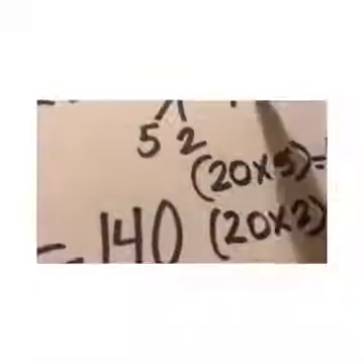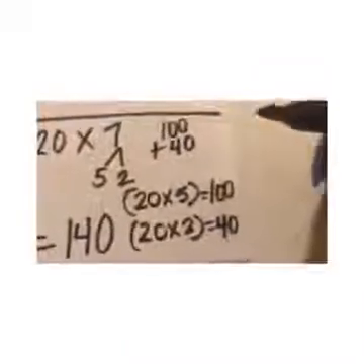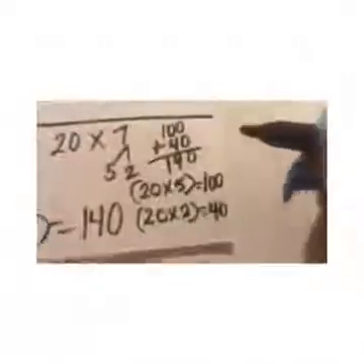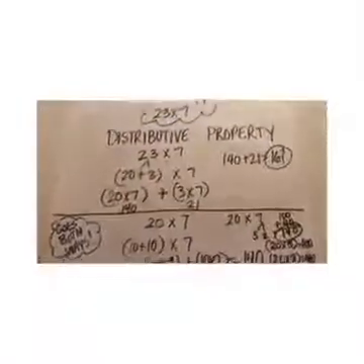And I have 40. 100 plus 40 is 140. So you can always do it both ways.